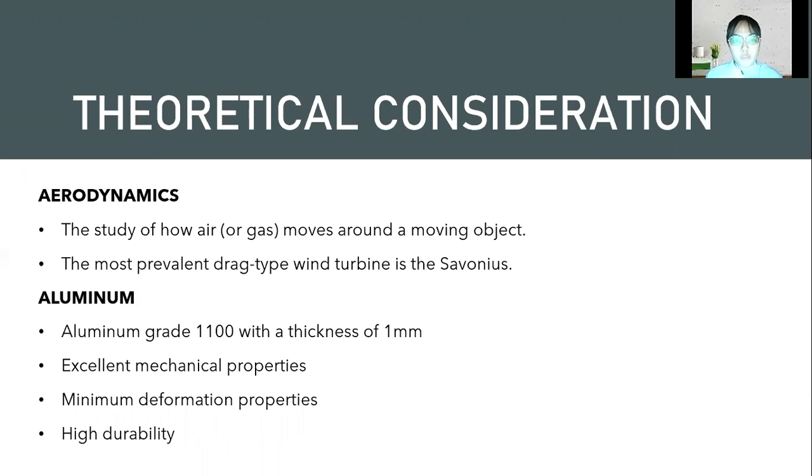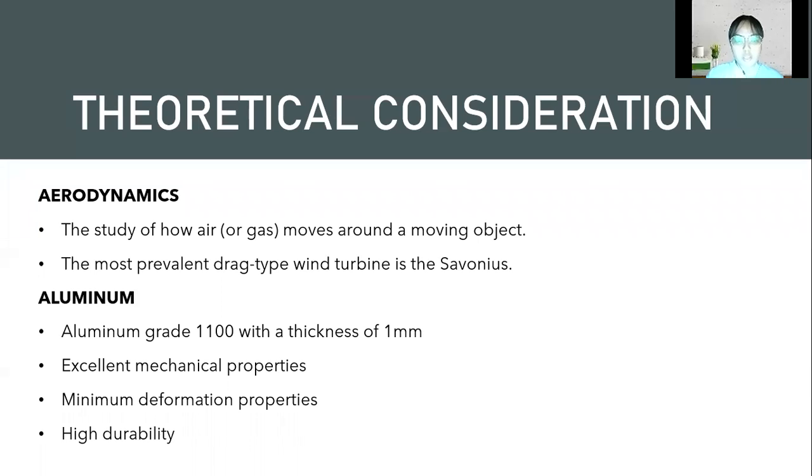Next is the aluminum. Aluminum grade 1100 with a thickness of 1 millimeter will be used for the blades as the type of material, and aluminum grade SUS 304 for each of the turbine shafts. The researchers have decided to choose aluminum as the type of material for the IceWind vertical axis wind turbine due to its excellent mechanical properties. Aluminum is lightweight, has wear and corrosion resistivity, is resistant to moisture, has minimum deformation, good strength, and high durability.